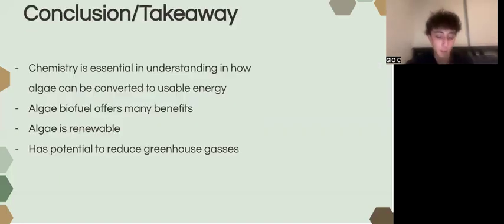And finishing and wrapping this up, for the conclusion and takeaway. To wrap up what I've learned in this chemistry project, it's essential to understand how algae can be turned into usable energy and what that chemistry process is. From the chemical reaction used to make biodiesel to the role of photosynthesis, chemistry makes it all possible. Algae biofuels offer a lot of benefits. It's renewable, grows quickly, and doesn't compete with food crops.